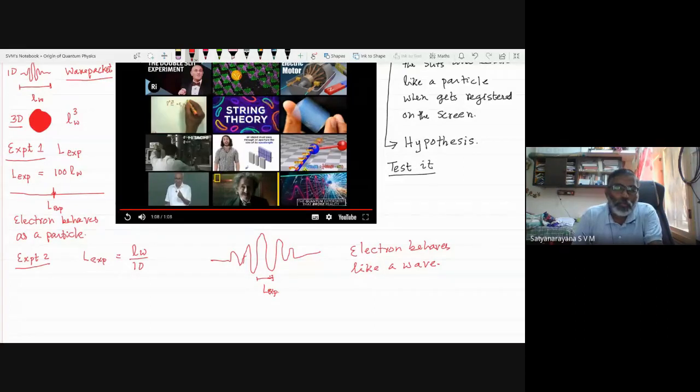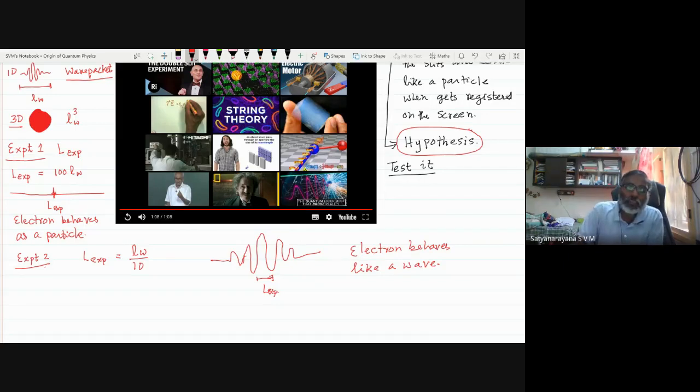So the dual nature is not because the electron is choosing to behave this way or that way. There is a native length scale for the wave packet of the electron, and how it compares with the experimental length scale decides whether the electron behaves like a wave or a particle. We first made a hypothesis that the electron behaves like a wave when passing through the slit, and when it is registered at the screen, it behaves like a particle.